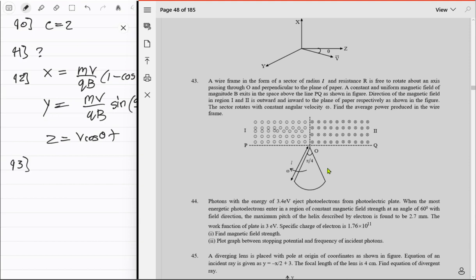Average power produced in the wire frame. What do you mean by power? It's a current flowing through it, right? Yeah. Okay, got it. Wait, and it rotates with constant. I should have seen that. Constant angular velocity omega, right?